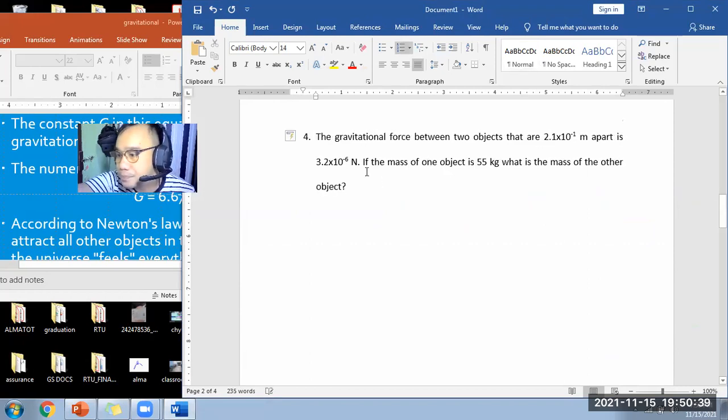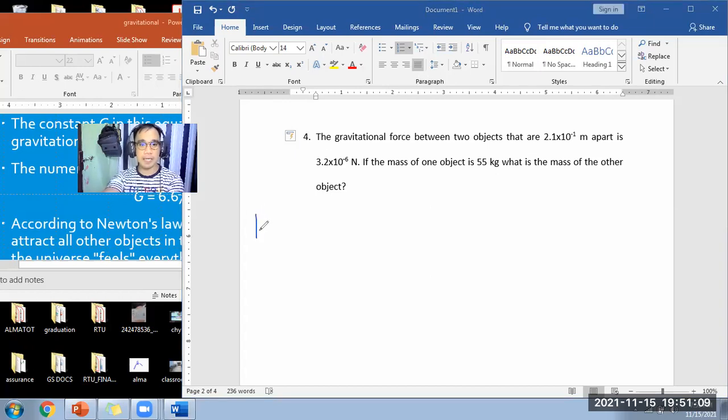Next. So the gravitational force between two objects 2.1 times 10 raised to the negative 1 meter apart is 3.2 times 10 to the negative 6 Newton. If the mass of the object is 55 kilogram, what is the mass of the other object? Mass naman daw of other object. So meron tayong isang mass lang, so hinahanap natin isa pa.